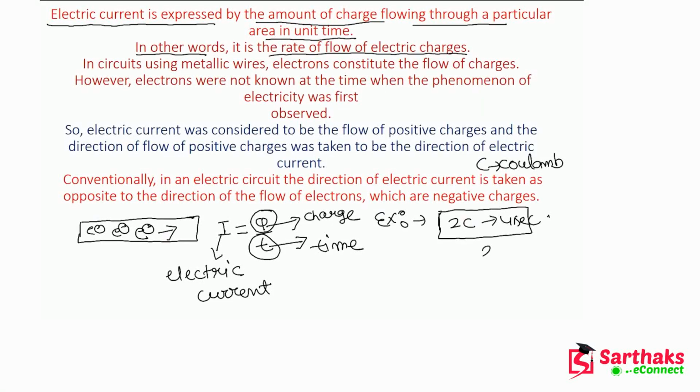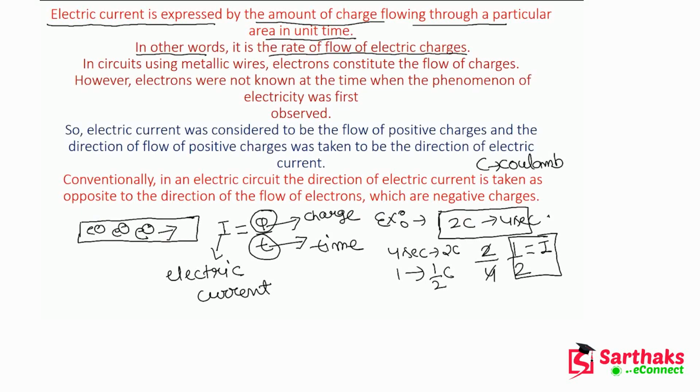So if I calculate the rate of flowing of the charges, how would I calculate it? I will simply divide 2 by 4. By doing this, I will get the rate. Okay, because in 4 seconds, 2 coulomb charge is flowing. So in 1 second, 1 by 2 coulomb charge will flow. So this is the rate, and this rate is what is known as electricity. Okay, so I hope guys you got my point.